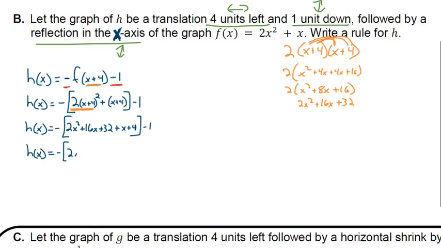Alright, so I've got a 2x squared. 16 plus x is 17x. 32 plus 4 is 36.